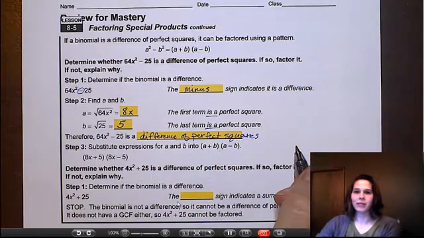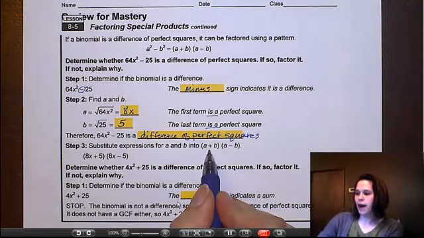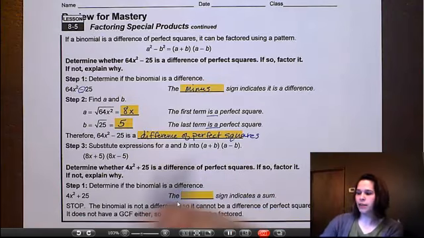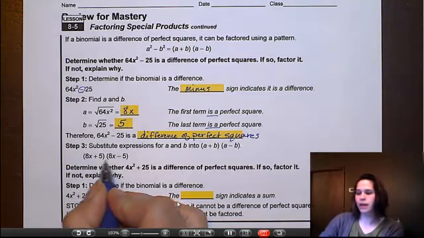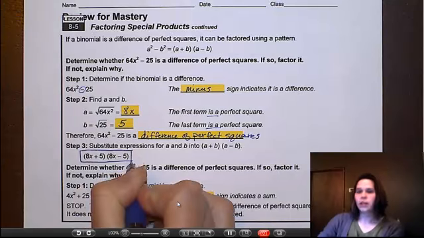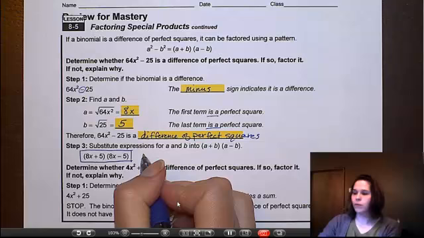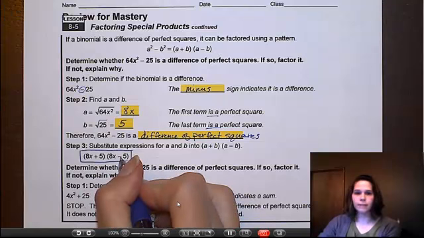Okay, so easy as that. Then the last step, of course, is to write your answer. Remember, we have to be in the form of plus and minus, so 8x plus 5, 8x minus 5. Box your answer. And remember, for the difference of perfect squares, remember our opposite signs.